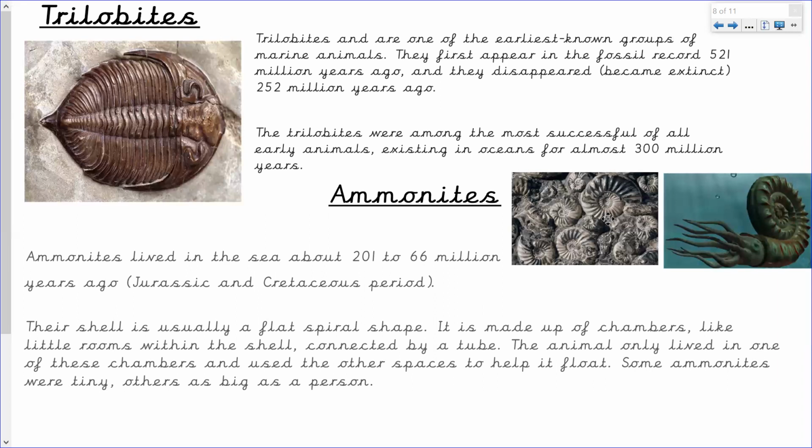The next type of fossil is an ammonite. Ammonites lived in the sea about 201 to 66 million years ago during the Jurassic and Cretaceous period. Their shell is usually a flat spiral shape. It is made up of chambers, like little rooms within the shell, connected by a tube. The animal only lived in one of these chambers and used the other spaces to help it float. Some ammonites are tiny, others as big as a person.